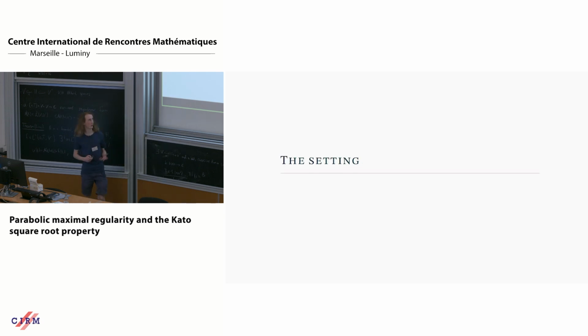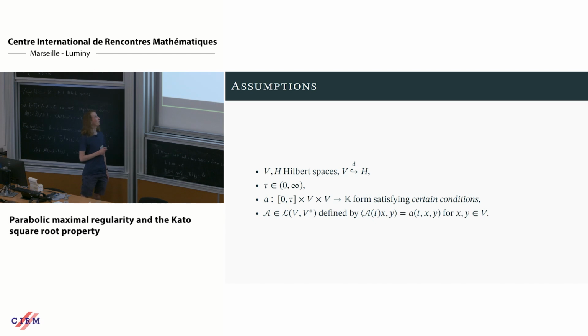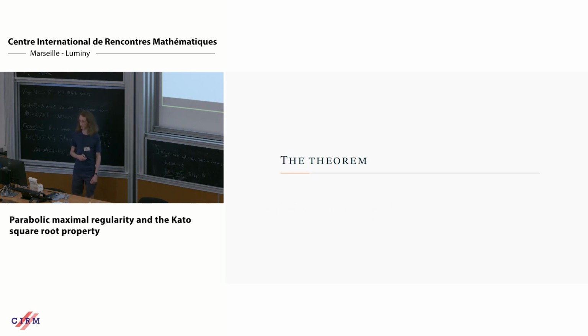So the setting is the following. You know it already, but I'm going to repeat it. We have two Hilbert spaces, V and H. V is densely embedded into H. We have a finite maximal time. And we have a non-autonomous form that satisfies certain conditions. And we will see what these conditions are. Well, I hinted at what we need. And as usual, we have our operator A defined by the usual pairing that A(t)x paired with y is a(t, x, y). So it's the same thing as in the previous talks.